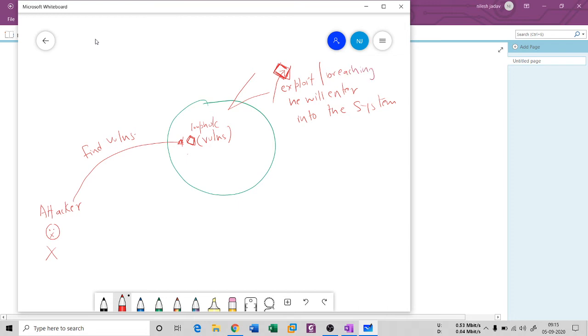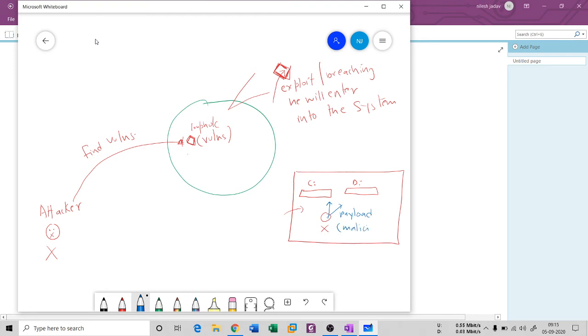Sir, once he enters into the system, what next? What is he going to do basically? Will he sit in the computer or what? No, he will not sit in the computer. If he is there in the computer and this computer looks like this, there is a C drive, there is a D drive, and there might be some other things, right? So this whole thing, he is actually here now in the computer. What is he going to do, sir? Well, he will leave the payload here, and the payload could be any malicious attempt, a malicious activity that he is going to do in your computer.